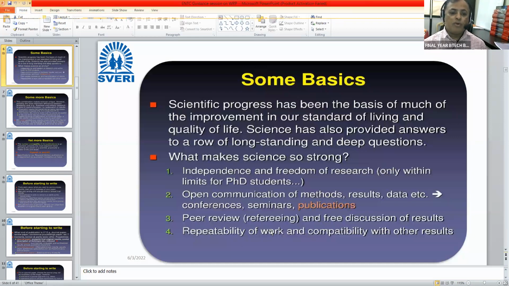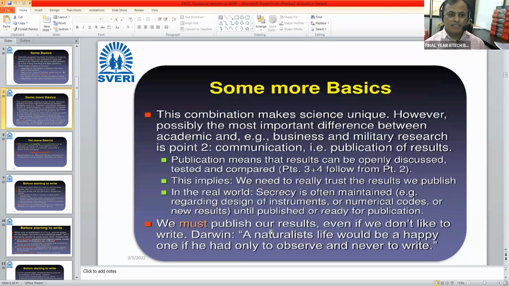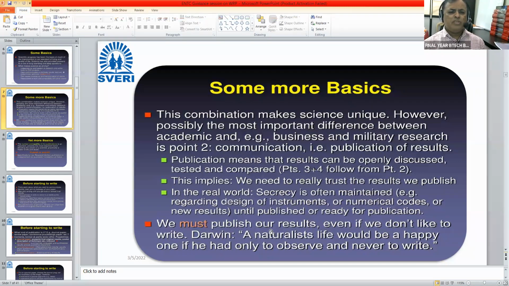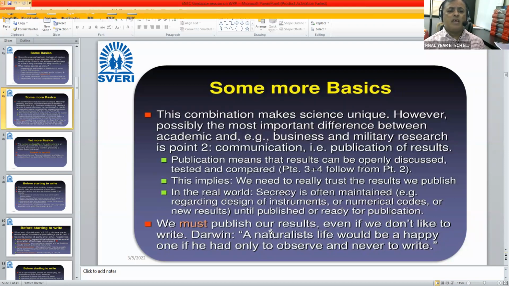You can publish in conferences, seminars, and publications. Then in peer reviews and free discussions of the results, repeatability of work and compatibility with the other results. So all these things are possible with the help of science. Now, the publications are very important to understand. These publications actually mean the results that can be openly discussed, tested, and compared. And that's why you can go for the publications.